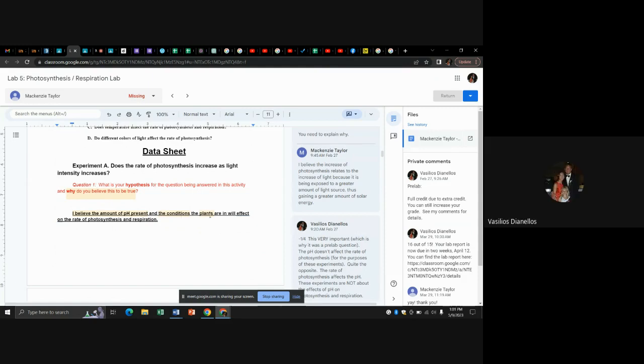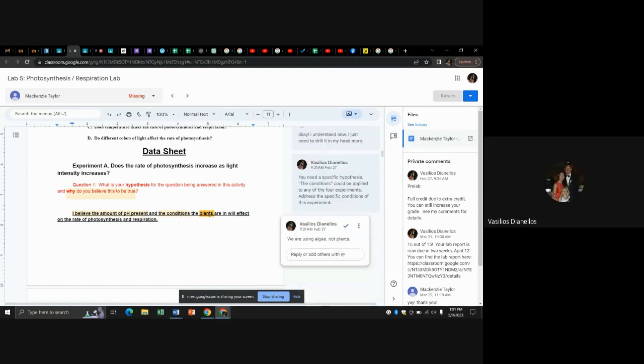Okay. And another thing, a small thing, you wouldn't lose points for this. I was just pointing out that we used algae, not plants. Again, you didn't lose points for that in the lab, but that would be important for the lab report. That would be a mistake that would cost you some points in the lab report.